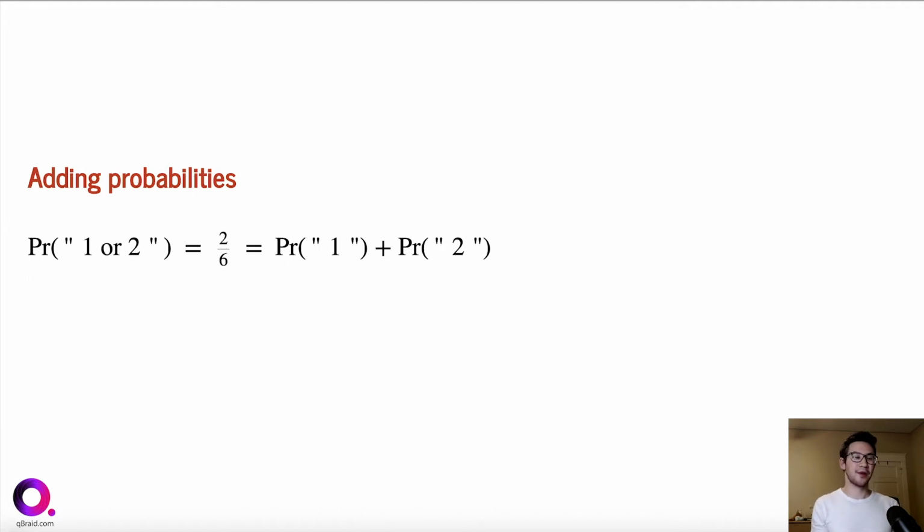So in this case, the probability of the event 1 or 2 is equal to the probability of event 1 plus the probability of event 2. Now, it might be natural to think that this rule is true in general, so that for any events A and B, the probability of the event A or B is equal to the probability of A plus the probability of B.